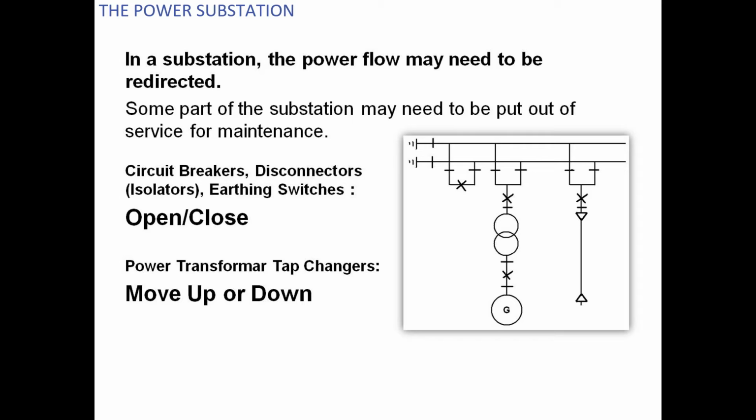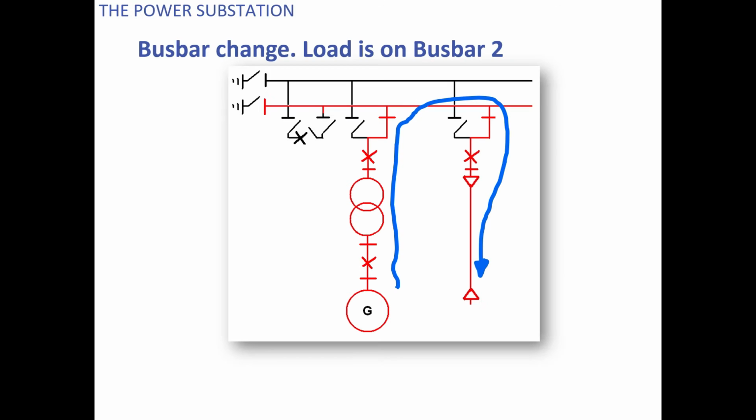So first of all, suppose in a substation you have to redirect some power flow. Some part of the substation may need to be put out of service for maintenance. This is the second type of automation that is required. Then the circuit breaker, disconnector, earthing switches, these open and close operations may be required. Power transformer tap changers, up or down, may be required.